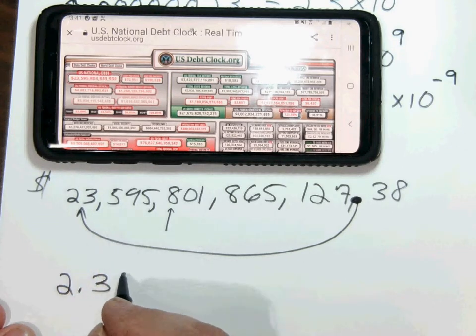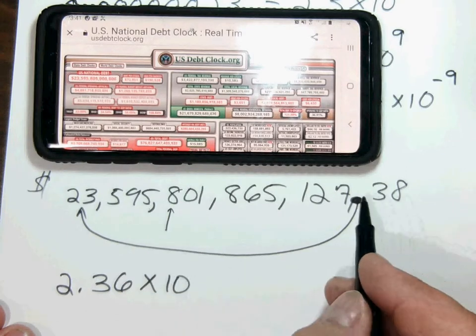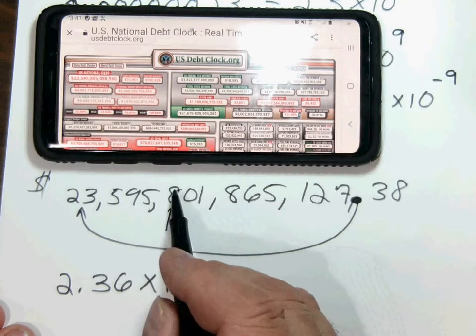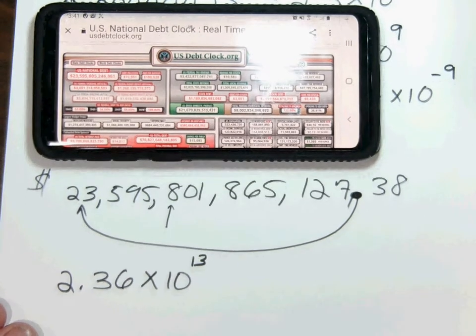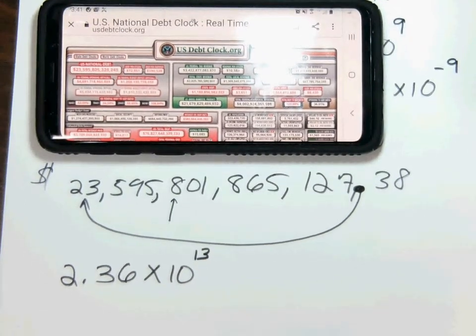2.3, maybe we'll just round it right there. 2.36 times 10 to some exponent. 1, 2, 3, 4, 5, 6, 7, 8, 9, 10, 11, 12, 13 places. Okay? That's how I would write the national debt in scientific notation.